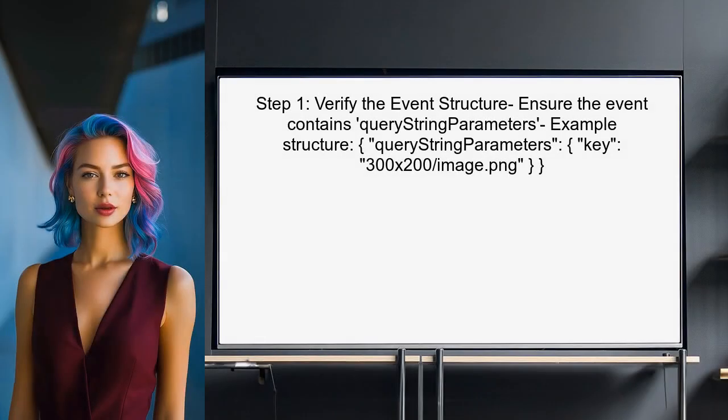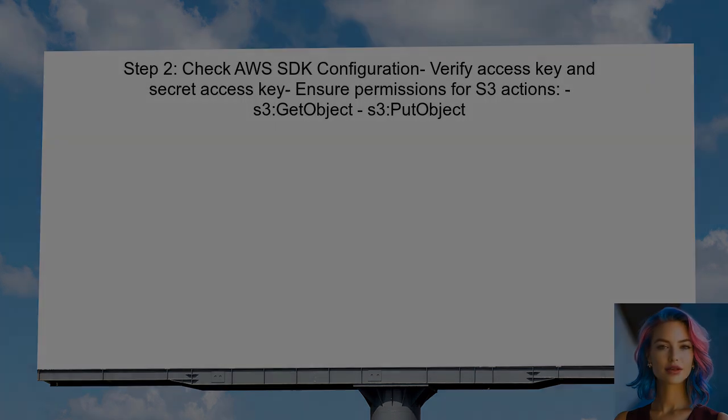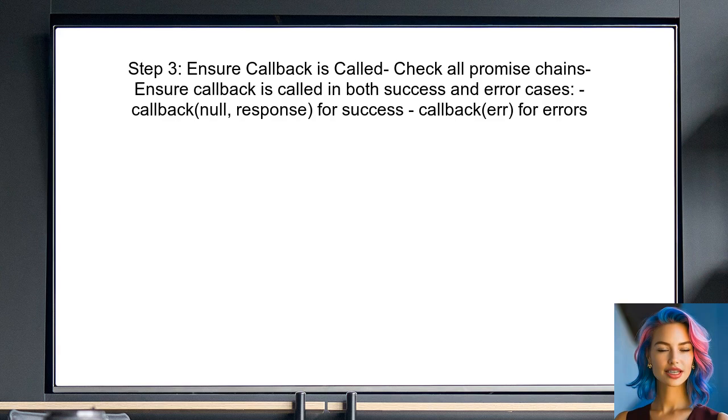To begin resolving the user's issue, we need to ensure that the Lambda function is properly configured to handle the incoming event. The user should check that the event structure matches the expected format. Next, the user should confirm that the AWS SDK is correctly set up. This includes ensuring that the access key and secret access key are valid and have the necessary permissions to access the S3 bucket.